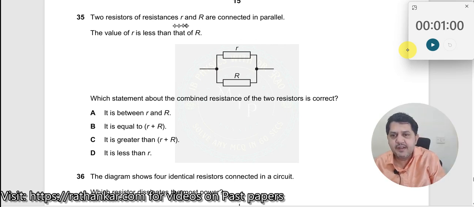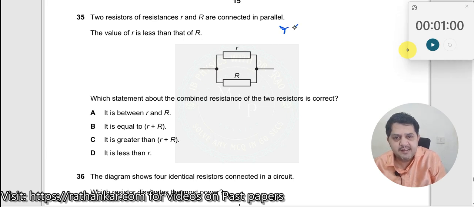Two resistors of resistance r and capital R are connected in parallel. The value of r is less than capital R. Which statement about the combined resistance of the two resistances is correct? That's the question. To do such kinds of problems, I always suggest you assume some values.